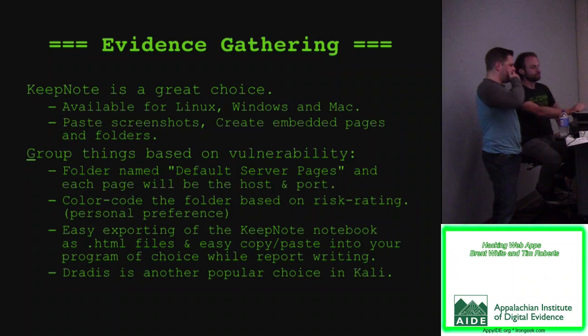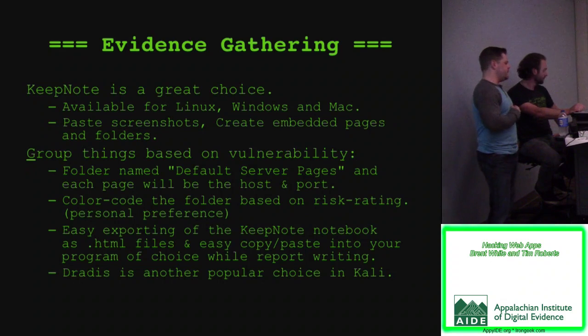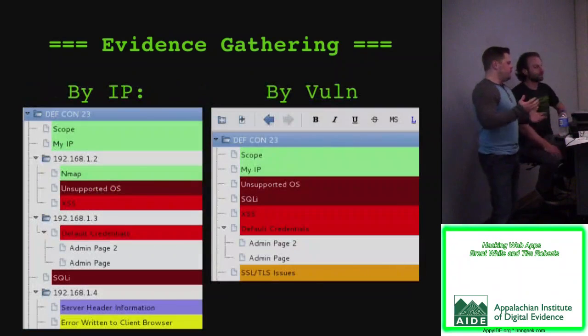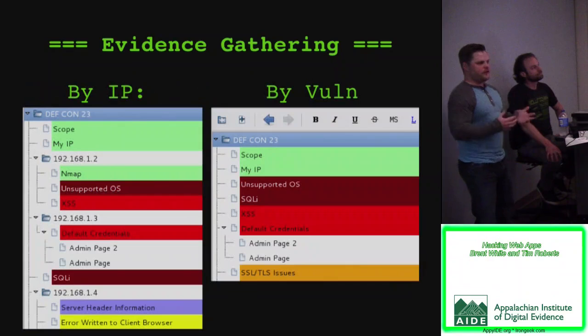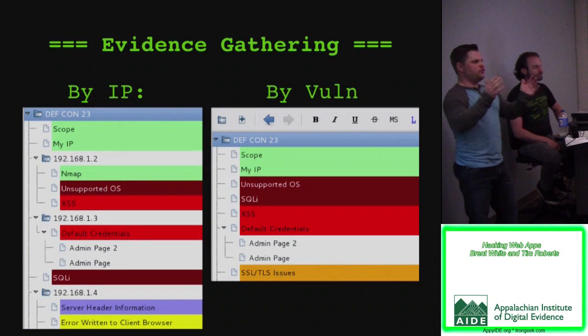So on this next slide, this is sort of how I group my evidence. If you have a few different hosts that you're looking at, you can either group things by IP, or if it's one or two web apps, just do it by vulnerability. And I'll go through, and this is Keep Note again.